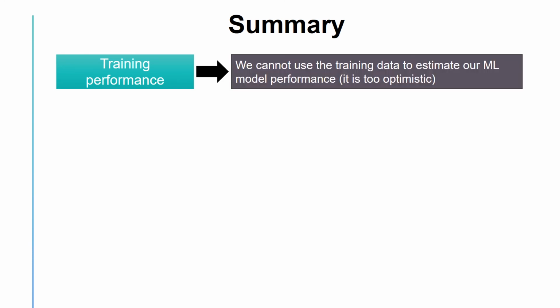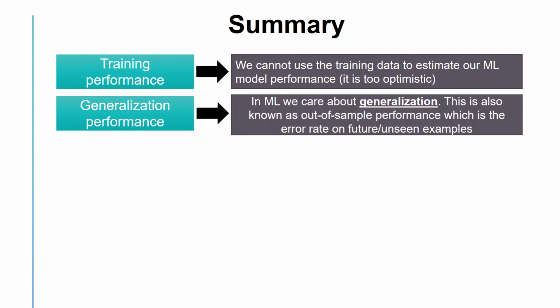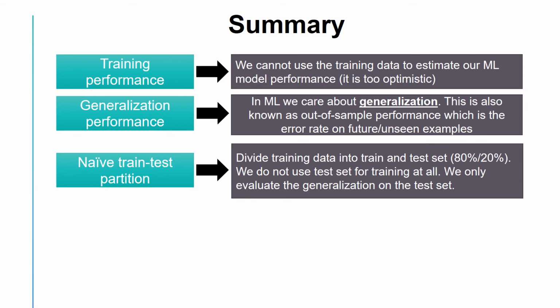In summary, in this video, we discussed that the training performance is usually too optimistic. We talked about the generalization performance, which is what we really care about in machine learning. This performance metric is also known as out-of-sample performance, and it is the error rate on the future or unseen data. We discussed the simple train-test partition, in which we divide the training data into train and test set, typically 80-20 or 70-30% respectively. We then talked about a better way to determine the generalization performance using k-fold cross-validation.